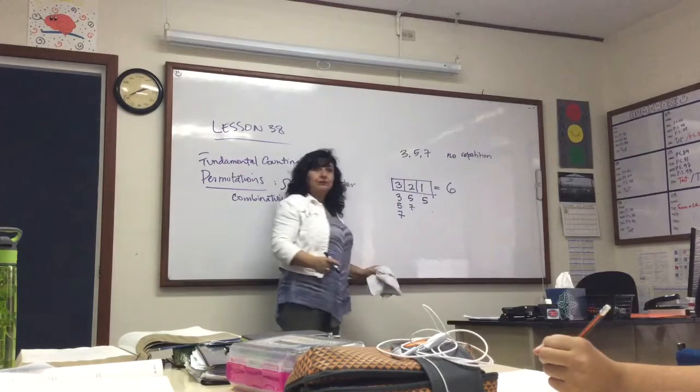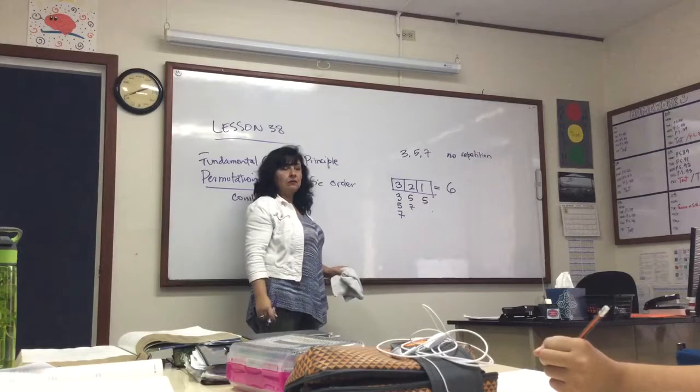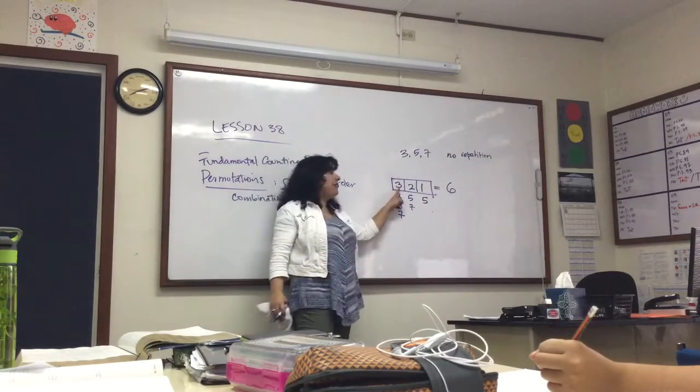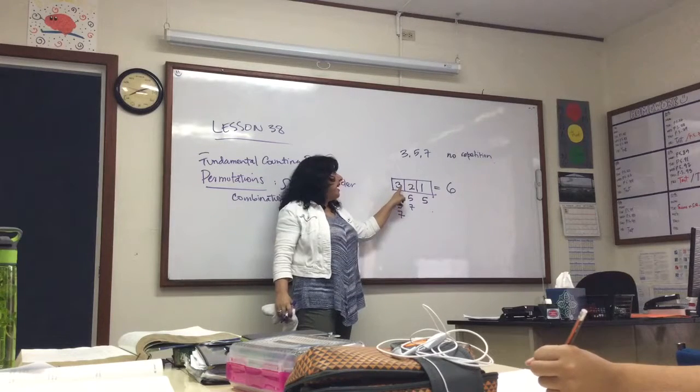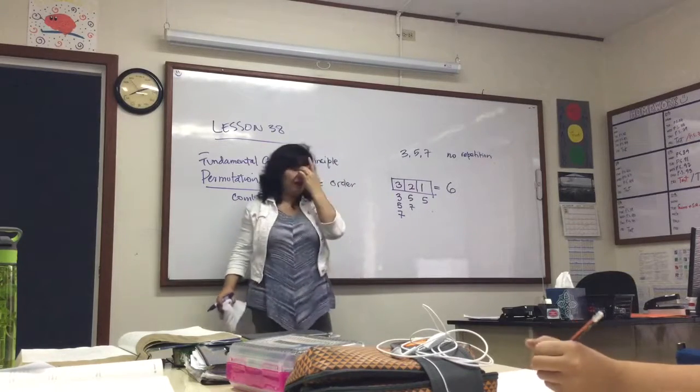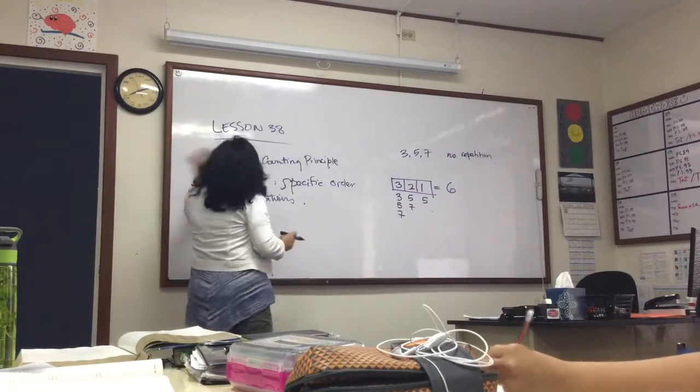But what if you put 5 instead of 3 in the little box? You can't put 5 instead of the 3, because what you put in the position is not the numbers you have available, but the number of choices that you have available. Okay? So let's do another one.